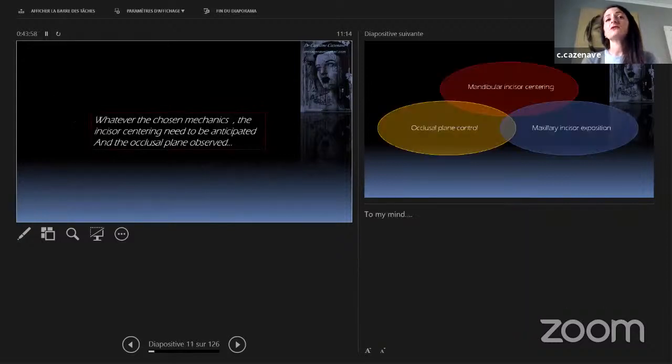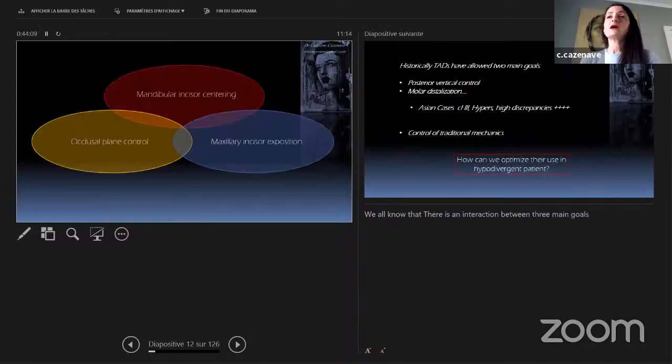To my mind, whatever the chosen mechanic, the incisor centering needs to be anticipated and the occlusal plane observed. We all know that there is an interaction between three main goals: the mandibular incisor centering, the occlusal plane control, and the maxillary incisor exposition.